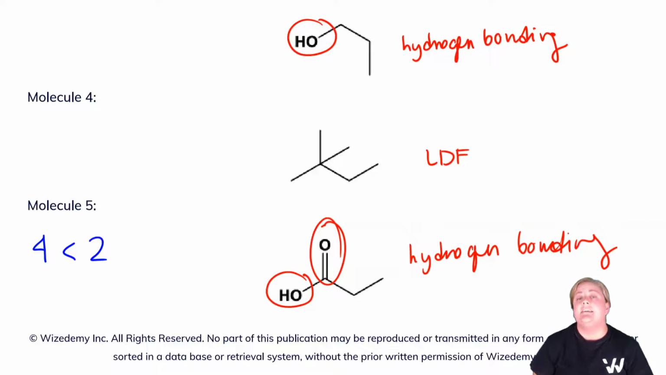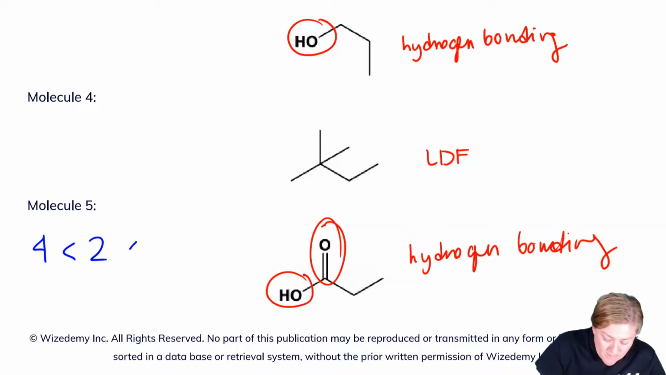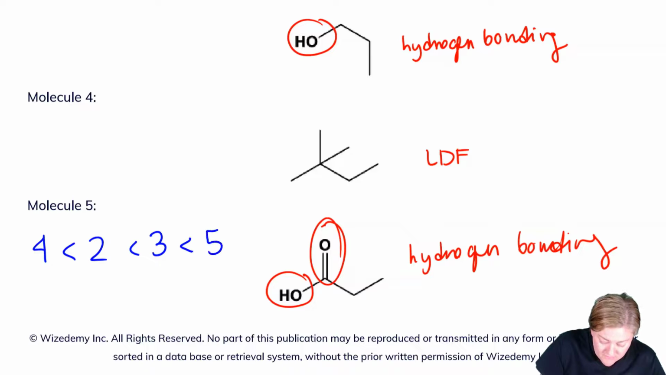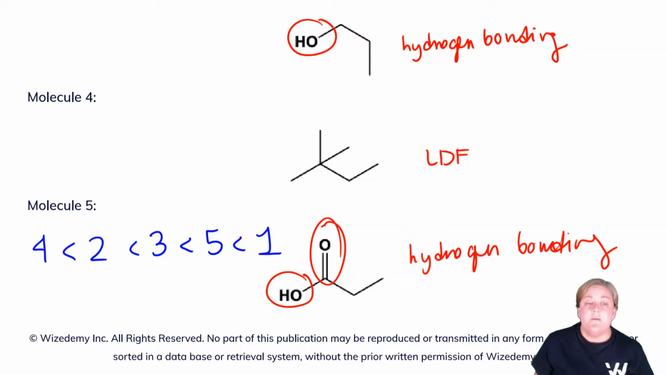Now, molecule 1 had 2 OH groups, 2 donors and 2 acceptors. Molecule 3 had a single donor and a single acceptor, the single OH group. And molecule 5 has both a donor in the OH and an acceptor in the carbonyl. And it's for this reason that molecule 3 will have the lowest boiling point of all the hydrogen bonding networks, followed by molecule 5, and molecule 1 will be up top with the highest boiling point for the most hydrogen bonding and therefore the strongest intermolecular interactions.